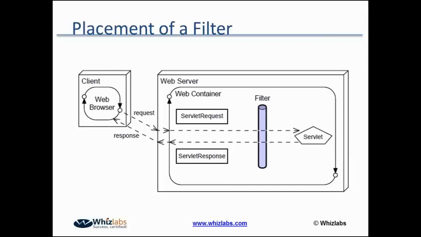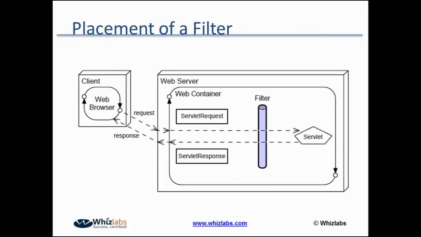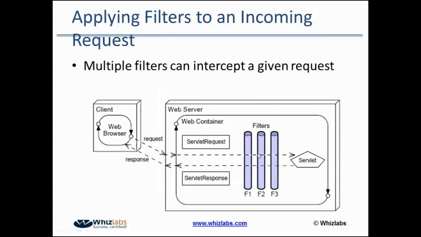Here you can have multiple filters. For example, F1 filter is used for authenticating the user. F2 could be used for performance of a servlet. Whenever you get in, you log the time, and when you come out, F2 logs the time. In between, it checks how much time it took to send a request and get the response. So that is a performance filter. Third one could be a logging filter. There are a lot of ways in which you can use it.